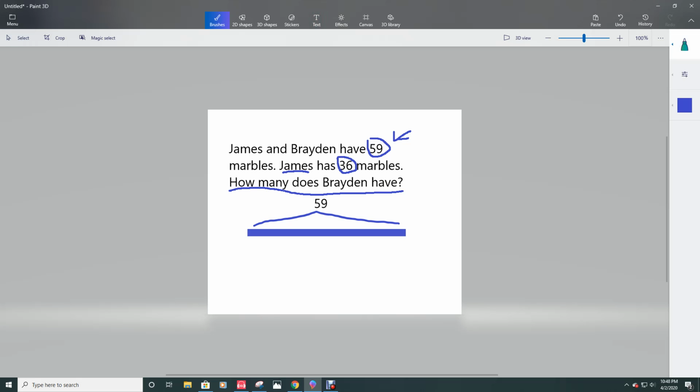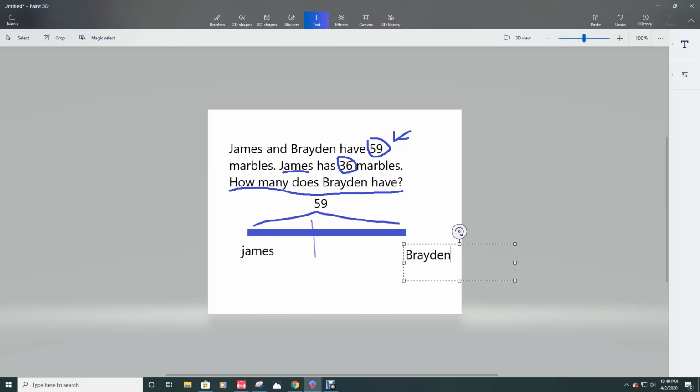Now, what we'll do with the bar model is divide it in half. Maybe not quite half because it's not divided perfectly, but we need to be able to show that one side is James's and one side is Braden's. So we'll label it: this side is James's and this side over here is Braden's.